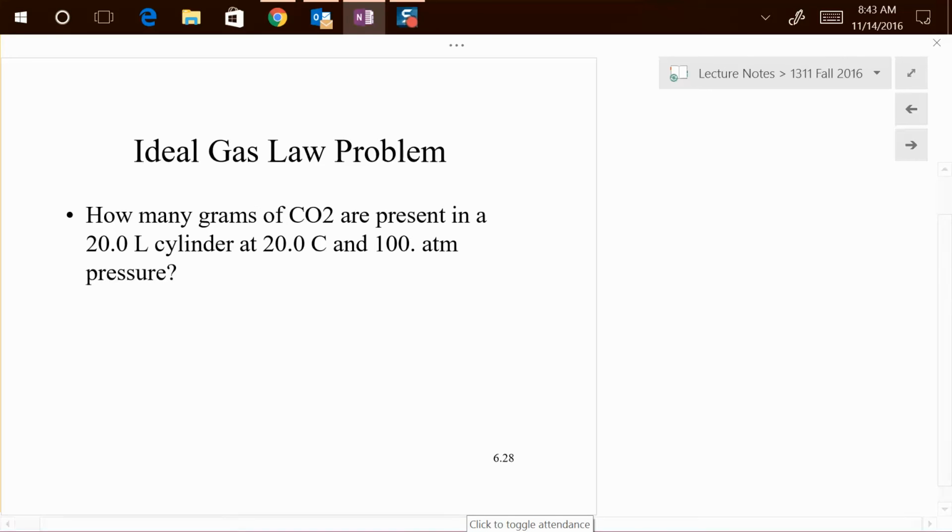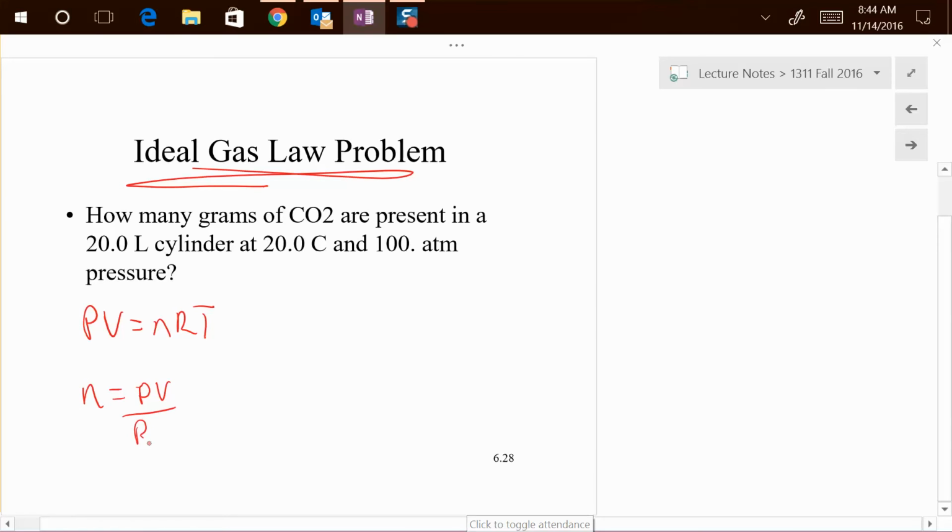Okay, how many grams of carbon dioxide are present in a 20-liter cylinder at 20 degrees Celsius and 1 atmosphere? So here, what am I solving for? Grams, but you solve for moles. Good. So PV equals nRT. How do I know I'm using this law, besides that they're telling me right here? There's no change. They're asking how many grams are in this system. That's what you want to know. Okay? n equals PV over RT.